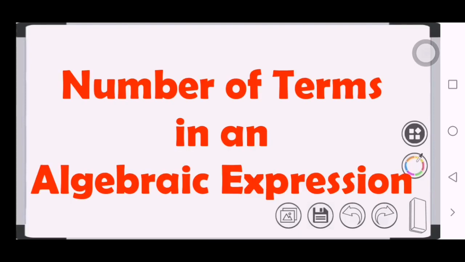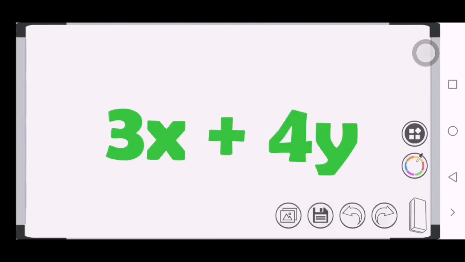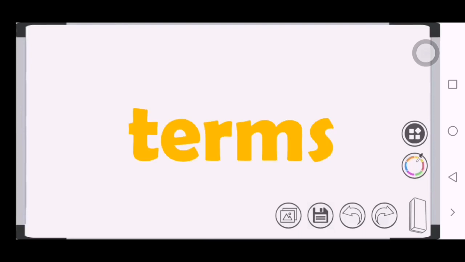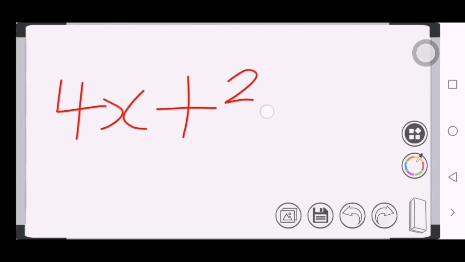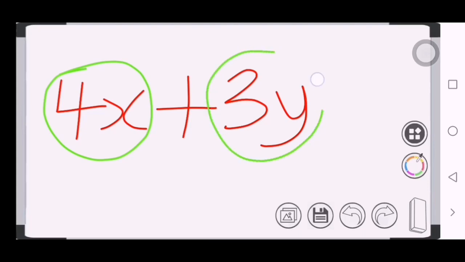In today's video, we'll be looking at how to identify the number of terms in an algebraic expression. If you are given any expression in mathematics, you should be able to tell how many terms are there in that expression. For example, in the previous video, we learned that if I write 4x plus 3y, it is easy to identify that we have one term and two terms.